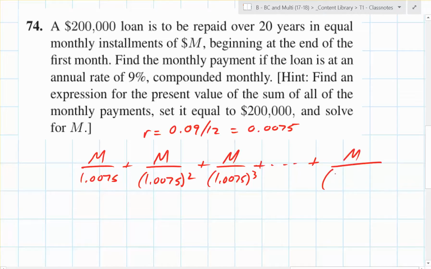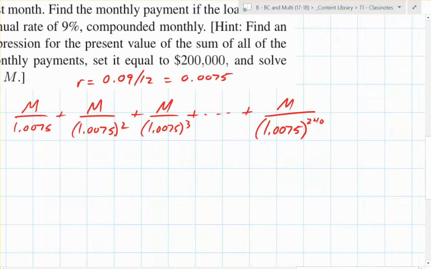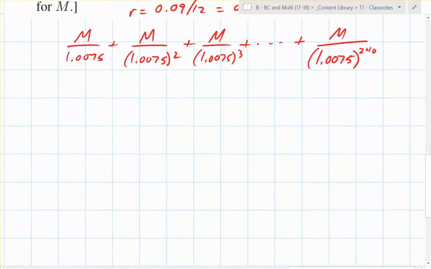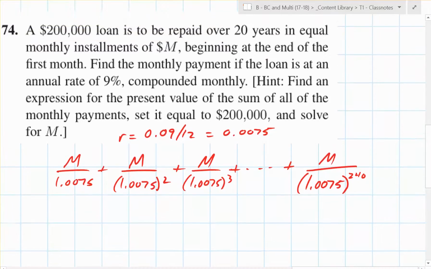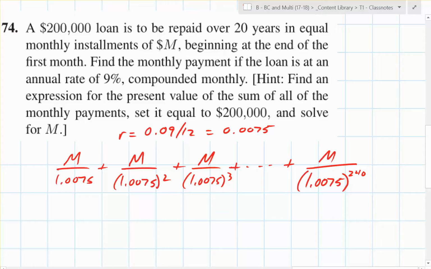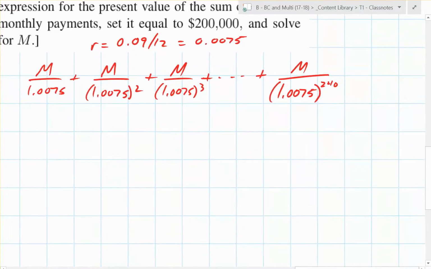M over 1.0075 to the what power? What's the last one going to be? Yeah, so what's that going to be? 240. Okay, what type of series is this? How do we get that? How many years is the loan good for? 20 years, and it's monthly? 20 times 12, 240. What type of series is this? Geometric. It's finite geometric. It's a long one, but it's finite geometric.